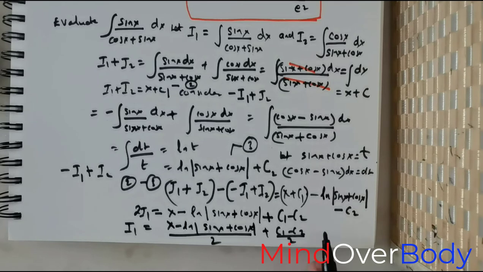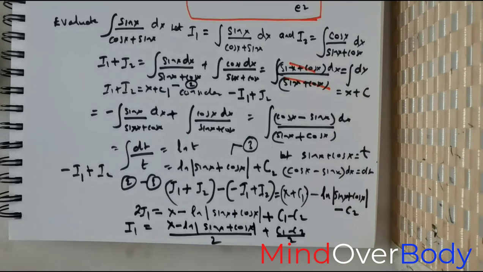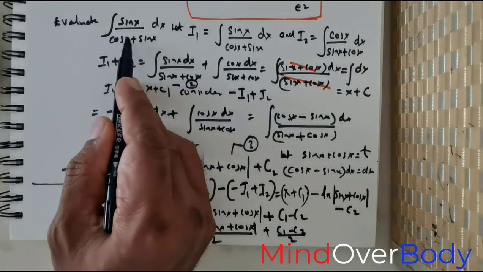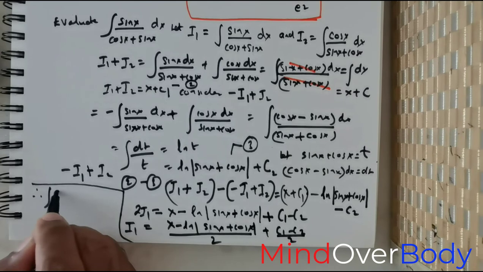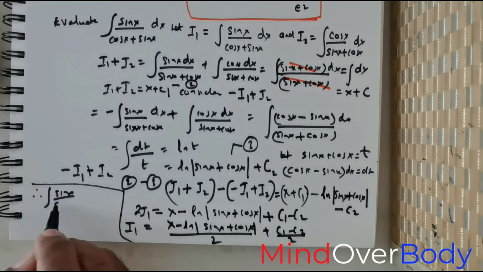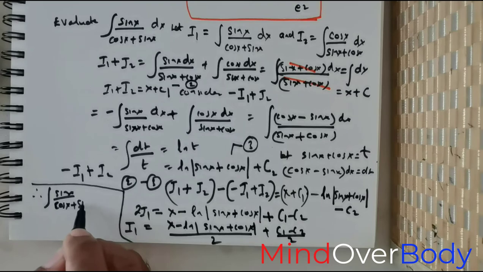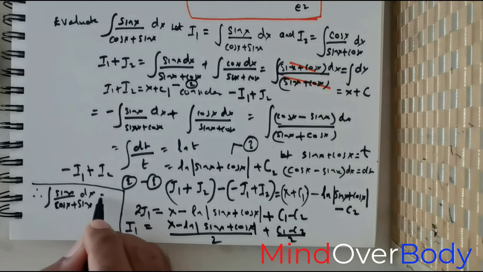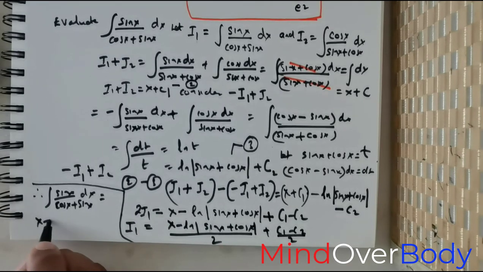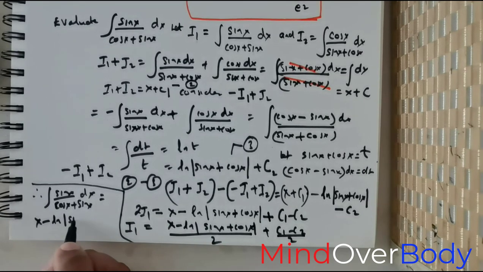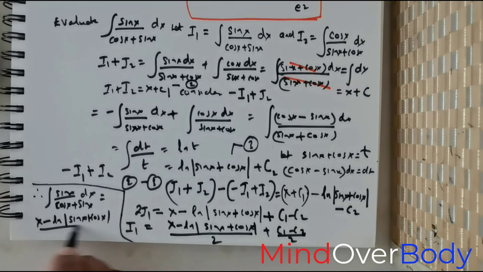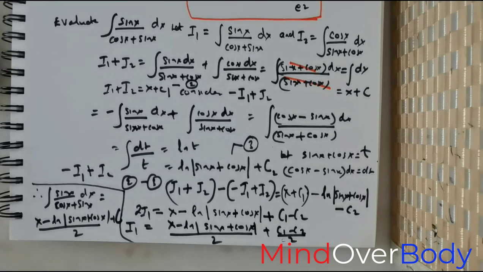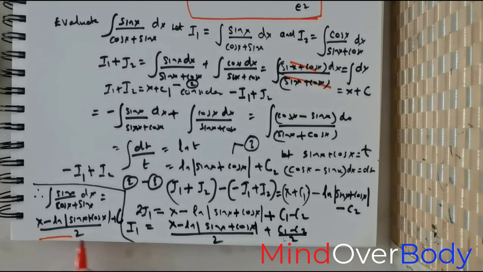Now I can rewrite this as a capital C. So let me conclude the question. What is I1? I1 is this quantity. Therefore the integral of sin x divided by cos x + sin x, it doesn't matter, but just to have the similarity, is equal to x minus ln of the modulus of sin x + cos x, divided by 2, plus an arbitrary constant C, which is nothing but (c1 - c2) divided by 2. So this is the solution for this question.